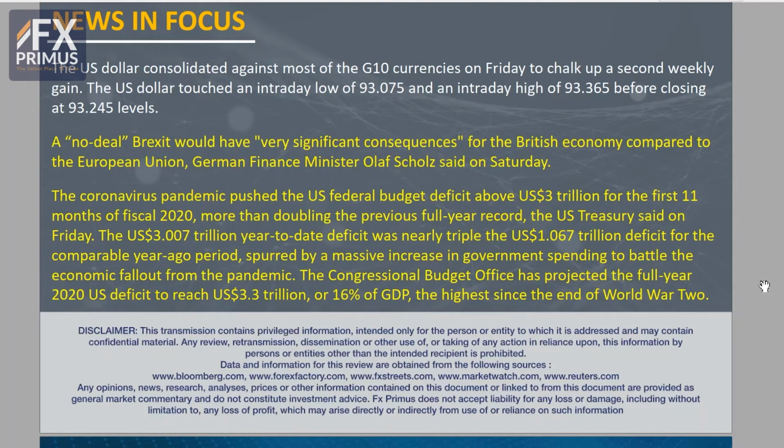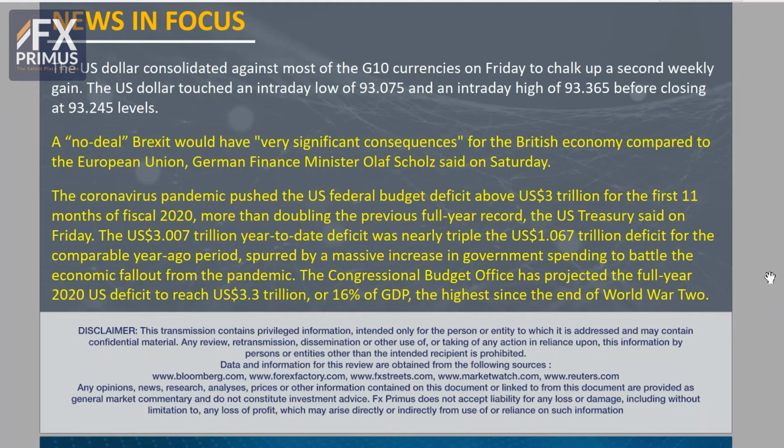And this deficit was incurred as quantitative easing measures and also as funding measures to fight the pandemic, number one, and also to pump money into the economic system in the US to assist corporations, businesses, and individual households to survive this lockdown situation. The Congressional Budget Office has projected a full year 2020 deficit to hit 3.3 trillion or 16% of GDP, which is the highest level since the end of World War II.